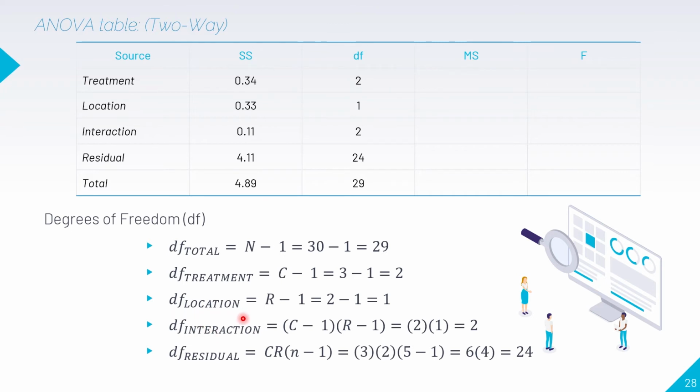DF location, we have equals to R minus 1. We have 2 rows, the site 1 and the site 2. 2 minus 1 is equal to 1. So DF interaction, we have this formula, C minus 1 multiplied by R minus 1. So 2 times 1, we have 2 as our DF in our interaction. In our residual, we have this formula, C times R times n minus 1. So our n is 5, right? So 3 times 2 is 6. Our n is 5, so 5 minus 1 is 4. So 6 times 4 is 24. And we have our degrees of freedom in residual.